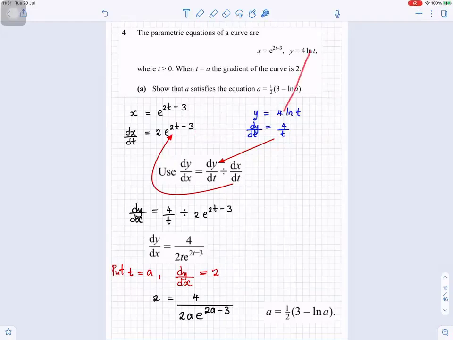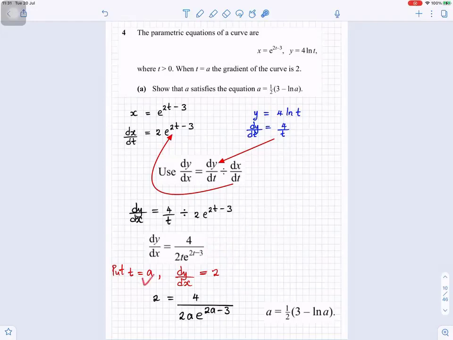y equals 4 ln t. dy over dt would be 4 times 1 over t. When you differentiate ln t, you get 1 over t. And we use dy over dx is dy over dt divided by dx over dt. So 4 over t divided by 2 e to the 2t minus 3. So you get that expression for dy over dx.